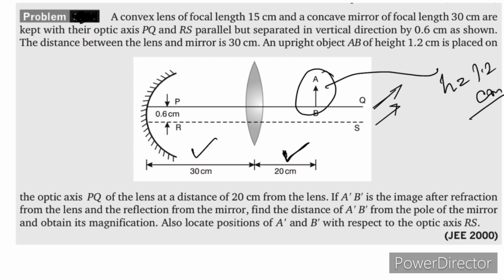Also locate positions of A dash and B dash with respect to the optic axis RS. RS is the optic axis of the mirror. So what we have to do, we have to find out the final image, that is A dash B dash, and how it is located on this optic axis RS, which is the optic axis of the mirror. So let us solve this question. This question has come in 2000 in JEE Advanced.